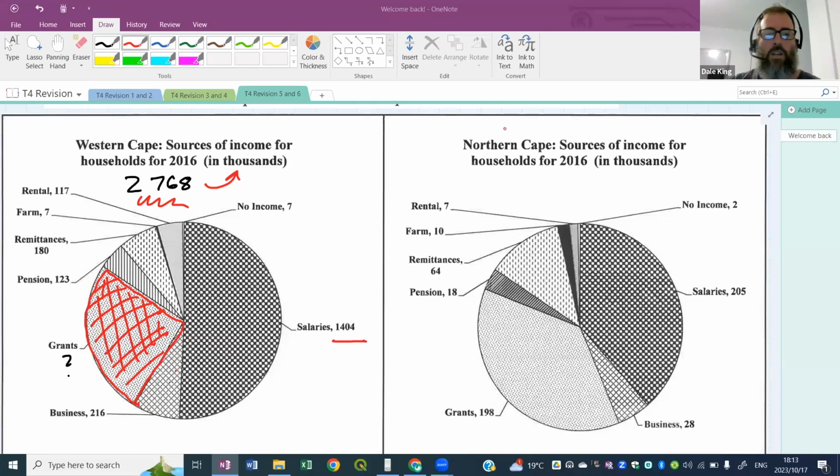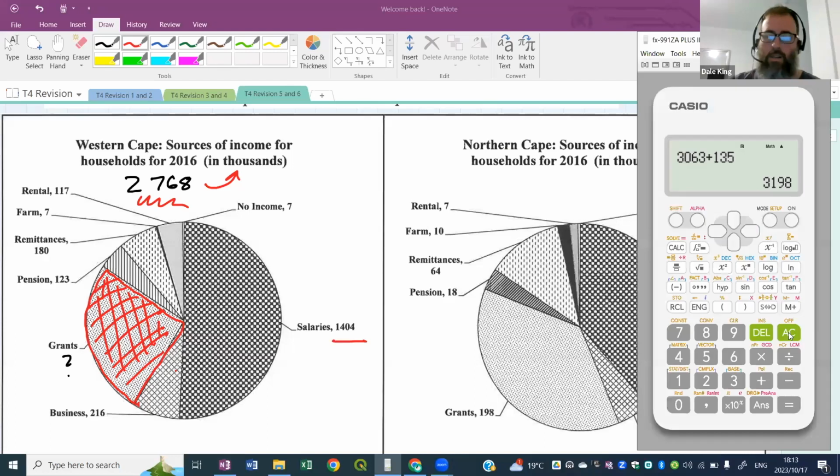Okay. Now, what you guys would have done is you would have taken the 2768, if you want to do the calculation, and subtract all the other pieces, right? I think that's what you did. So I'm going to do it with you on the calculator. So 2768 minus all the other pieces, 117 plus 7 plus 180 plus 216 plus 1404 plus 7. Oh, interesting. Let me check that again. I don't know where the 714 and the 741 is coming from. Let me show you what I did.